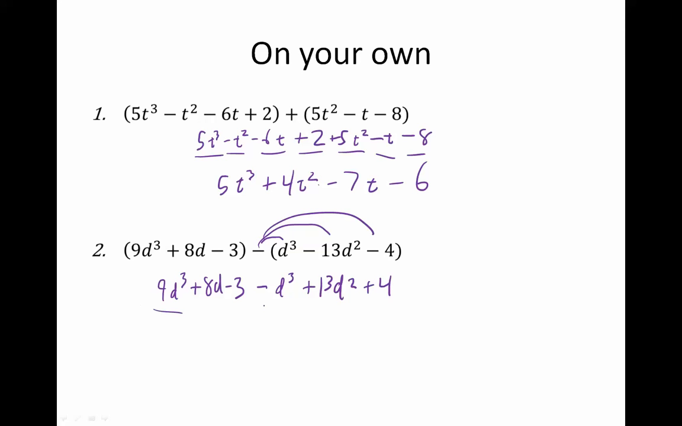So there's my d cubed terms, becomes 8d cubed. And then d squared term, just that one, plus 13d squared. Then I've got my linear terms here, plus 8d. And then I've got my constant terms giving me plus 1. So 8d cubed plus 13d squared plus 8d plus 1.